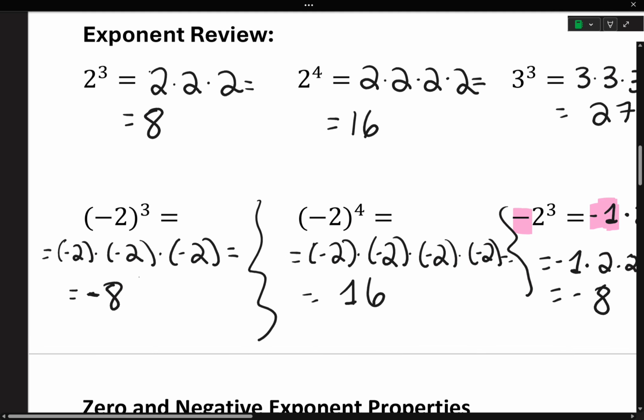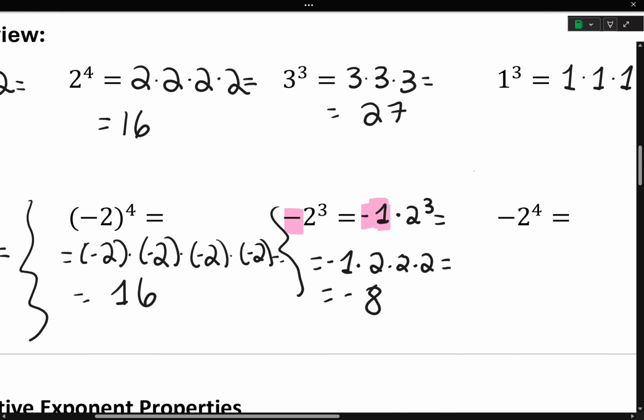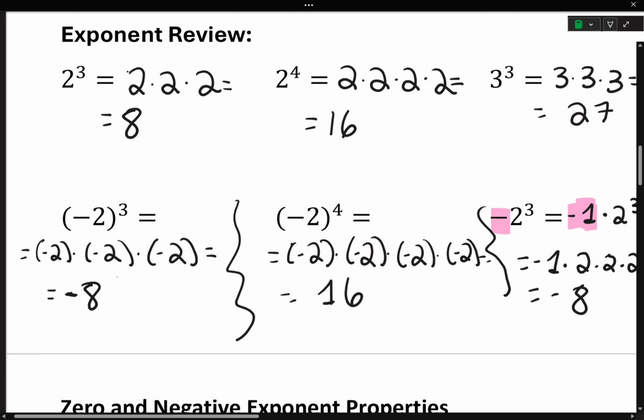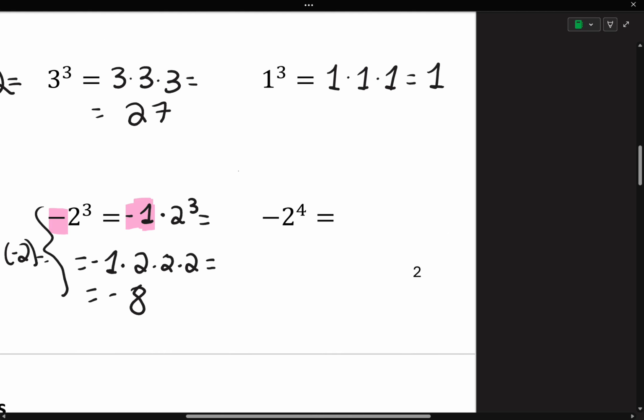And you're probably saying, okay, that changed nothing. It's the same as negative 2 to the power of 3. You're right, and that's because that's an odd power. So an odd power kept things negative. So let's see what happens when we do the same thing with an even power.